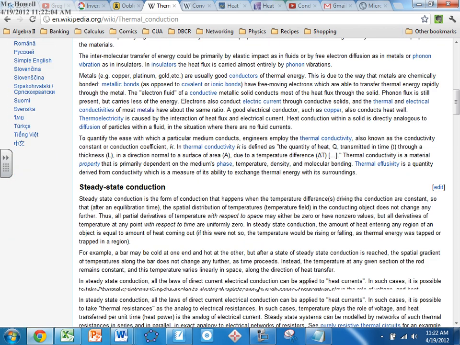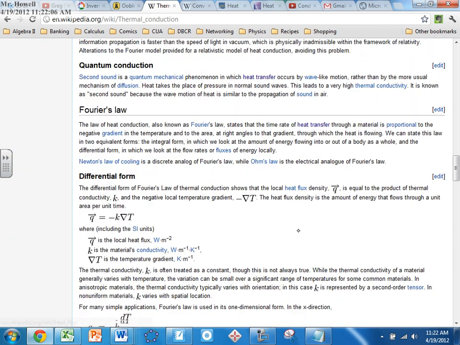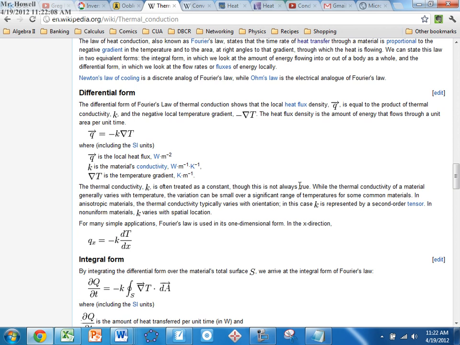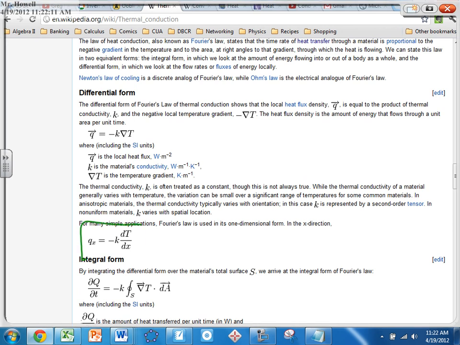Wikipedia? Yeah. No, you are, sir. Wikipedia's actually accurate for this stuff.